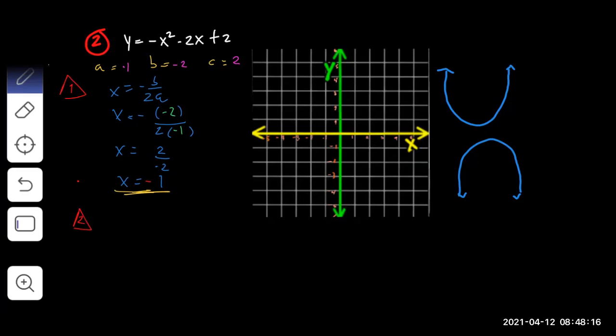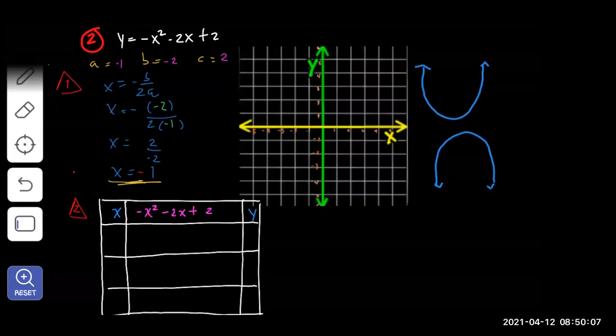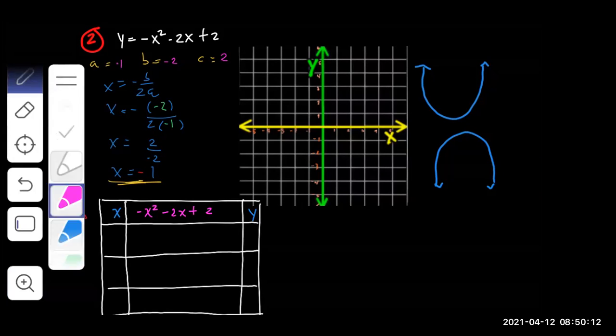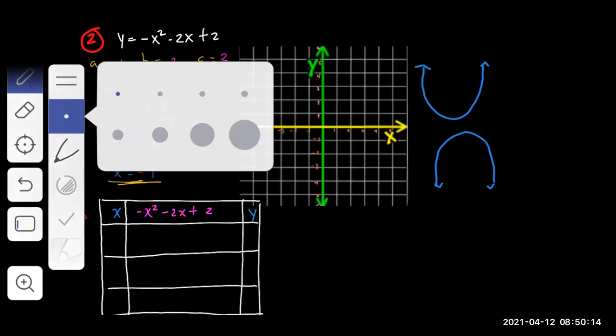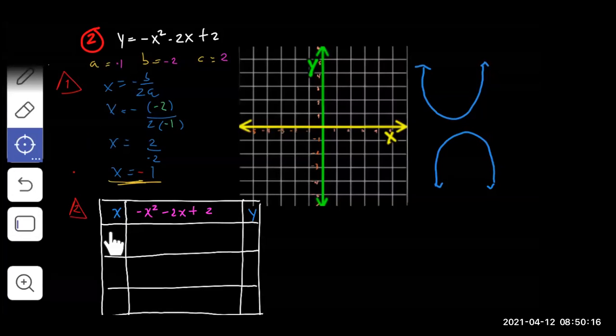I need to make a table and put this value in the center of it. Okay, let's do that. Okay, we got a table. Now let's substitute the values. First of all, we're gonna work with the x's. I have three values for x here: one, two, three. What value is gonna be in the center?